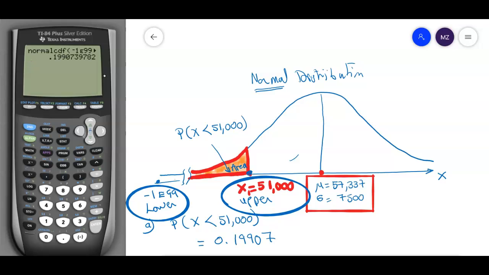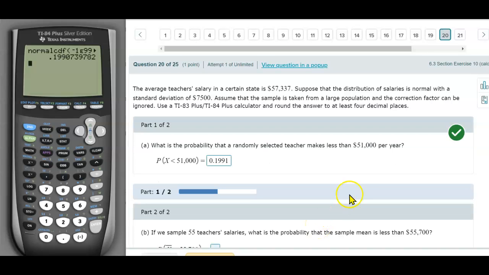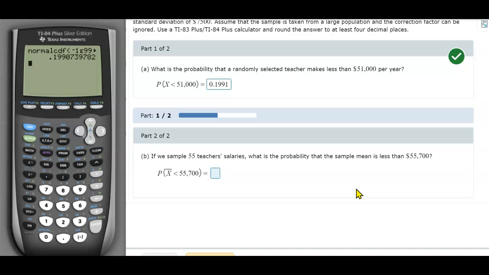So this answer is going to be 0.19907. I think you need 4 digits, so you have to round this, right? If you round it, it's going to be 0.1991. Okay, that's it. Let's go and plug it in and see. Here they are saying in this question they wanted you to round your answer to at least 4 decimal places. So it's going to be 0.1991. Let's check this. Yep, that's good. Nice. Okay.